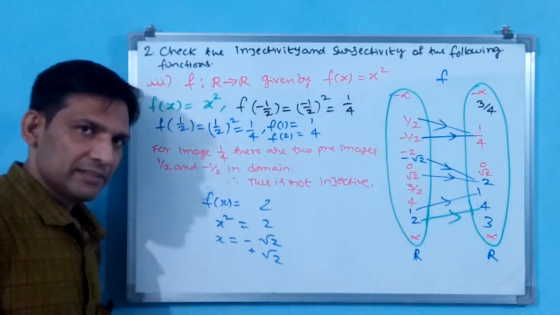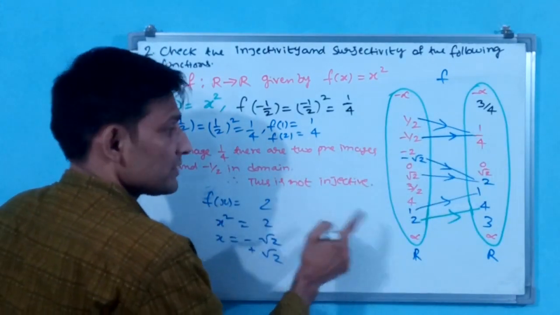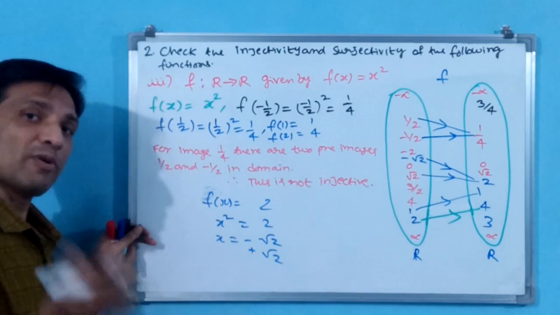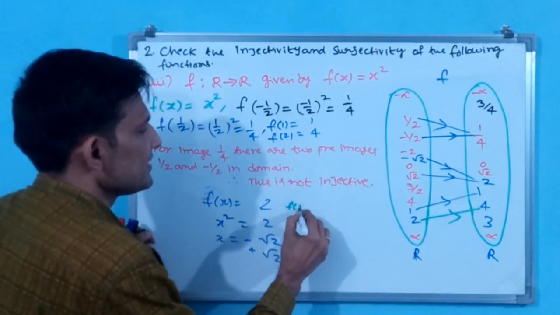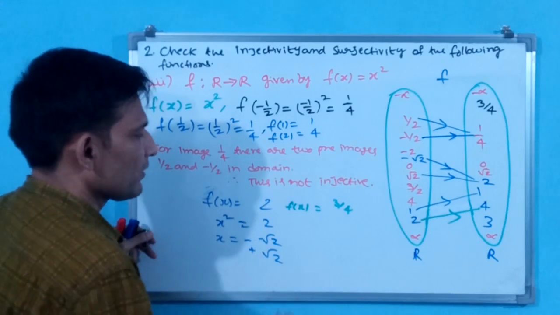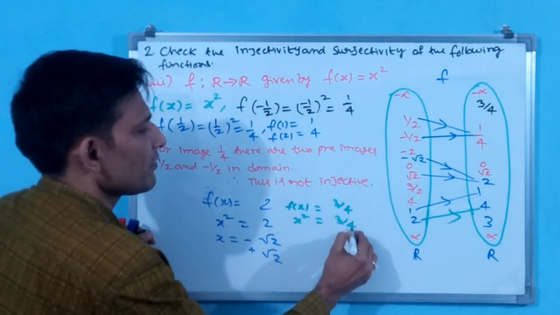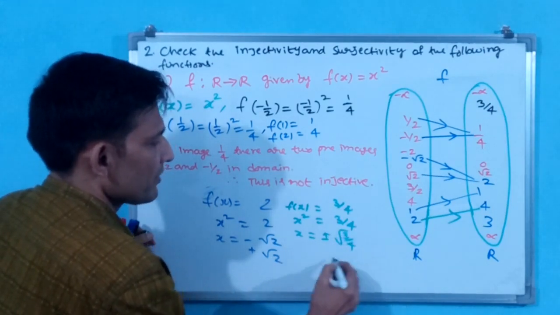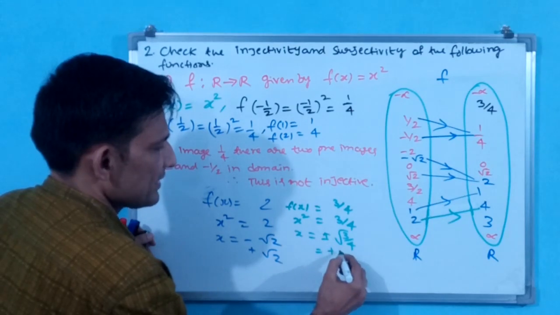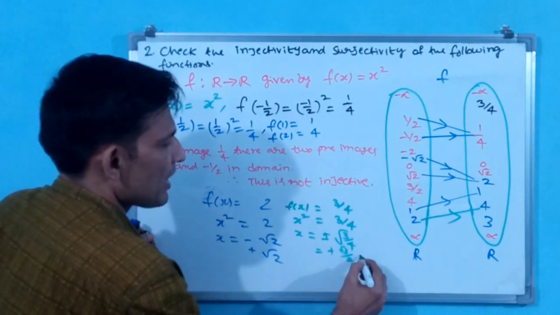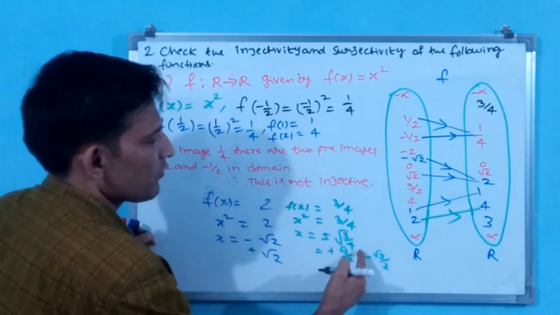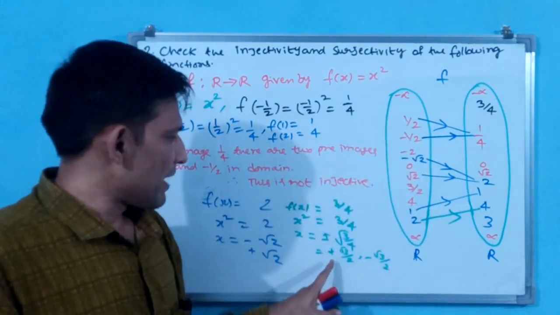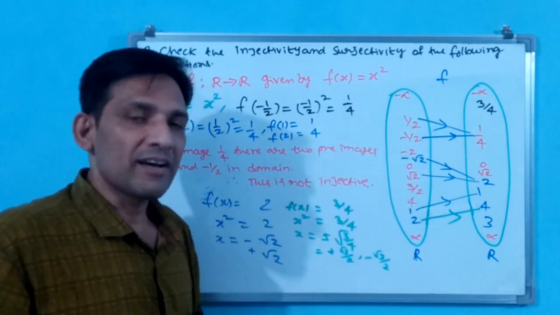See, now I am writing here. That side 3 by 4 is there. See, 3 by 4 is already there because of real numbers. Okay, f of x is equal to 3 by 4. That means x square is equal to 3 by 4. X is equal to plus or minus root 3 by 4. That means plus root 3 by 2, minus root 3 by 2. Why? Because root of 4 is 2. Now you tell me, this side plus root 3 by 2 and minus root 3 by 2 is there or not? Will be.